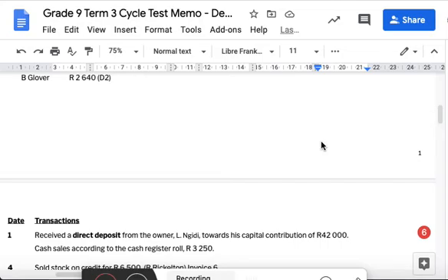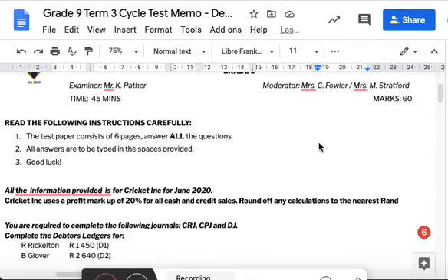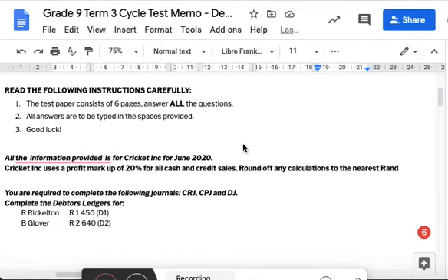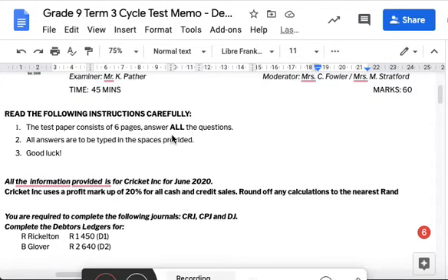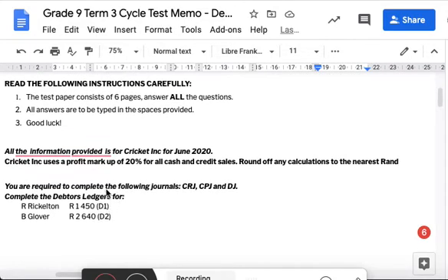Bryce. Okay, we're going to go over the memo. Basically, they tell you to read the following instructions carefully. We are looking at Cricket Inc., right? Cricket Inc. uses a profit markup of 20% for all cash and credit sales. They tell you to round off any calculations to the nearest rand.